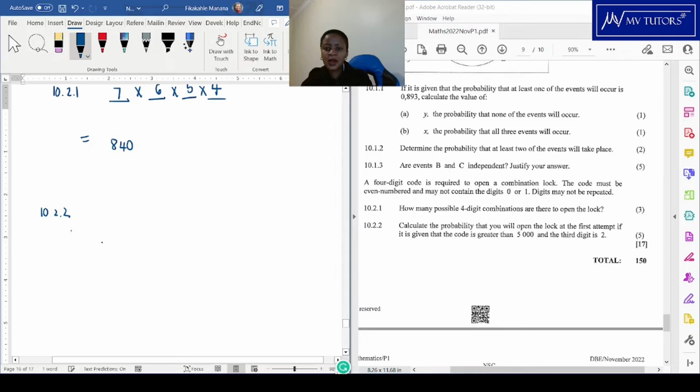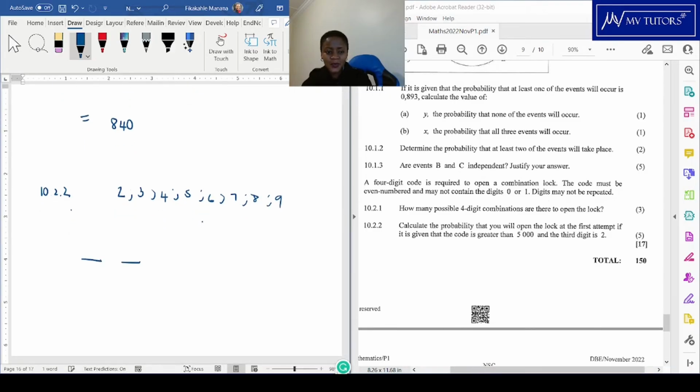10.2.2. Calculate the probability that you will open the lock at the first attempt if it is given that the code is greater than 5,000 and the third digit is 2. Okay, so 0 and 1 are not included, so we have 2, 3, 4, 5, 6, 7, 8, 9. Let's talk now. The third digit is 2, so we cannot use 2 anymore.